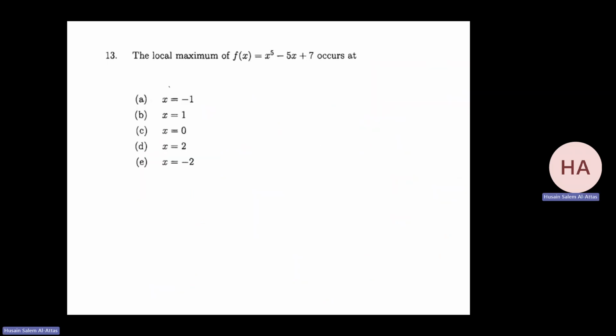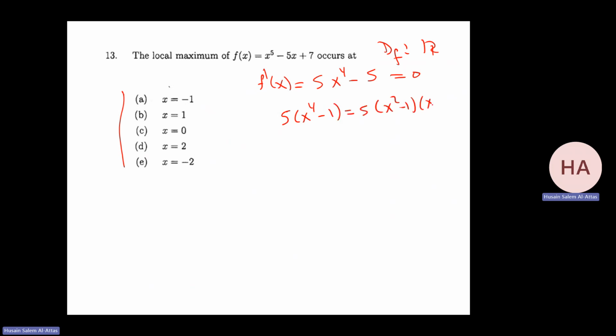Good question. Okay. Now we'll have all the exam questions. Just to finish the section, local maximum of this occurs at, so I need the x values. The domain of f is R. So I have f prime will be 5x to the power 4 minus 5, make it equal to 0. Same thing, I have 5 times x squared minus 1 times x squared plus 1. So what we care about is minus 1 and 1. From this one I have no real zeros.